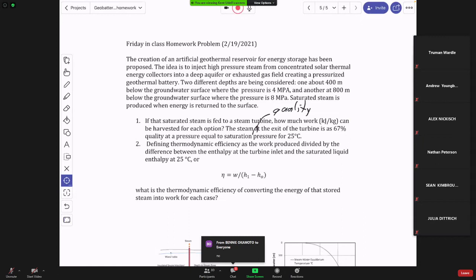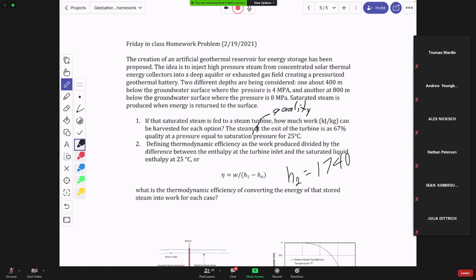Professor, are you writing anything on your screen right now? No, I'm not. You want me to? Oh, well, someone just asked in chat, so I was just making sure that we weren't missing it. No, the enthalpy I got was 1740. Can anybody verify that? That's about what I got. I got the same thing. Okay. All right. Good work, team.